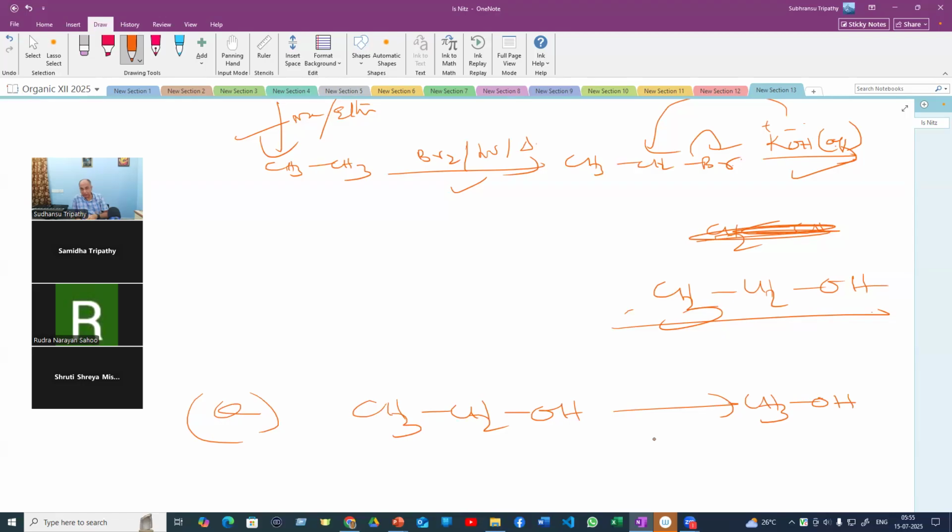We will be doing that in our carboxylic acid chapter. Hoffmann bromamide reaction. I'm not going to, but here this is simple.